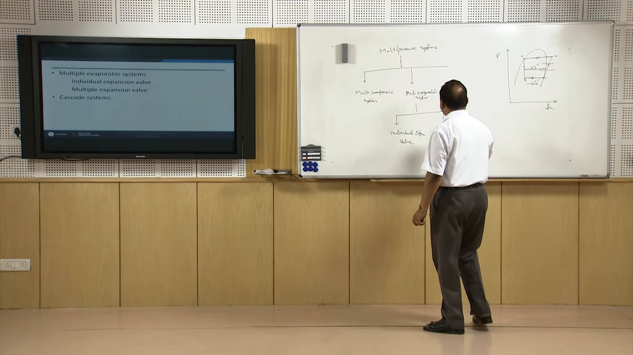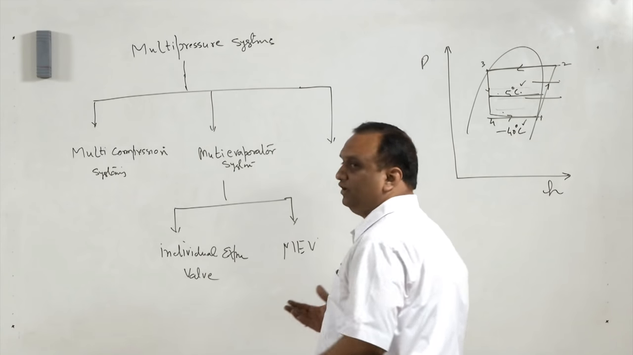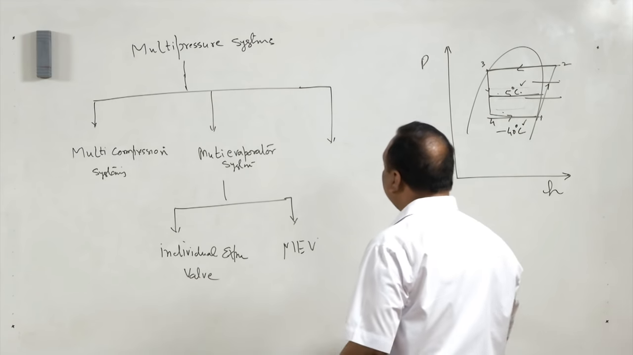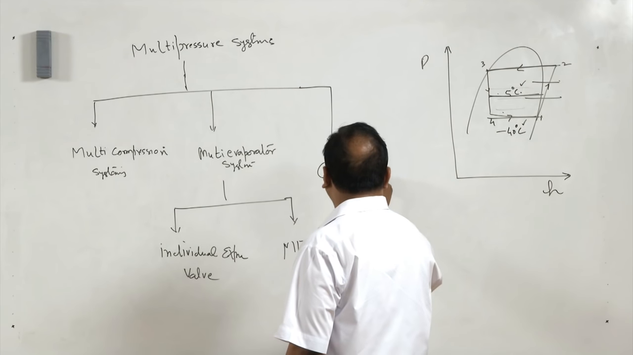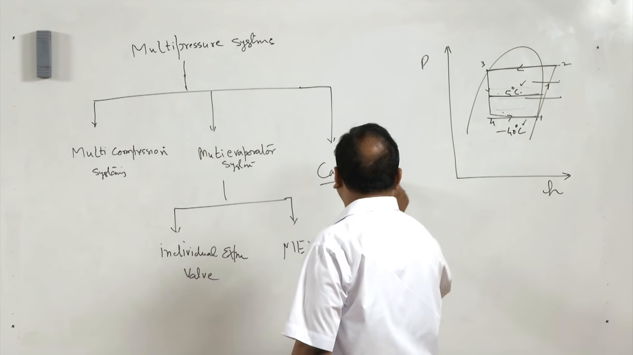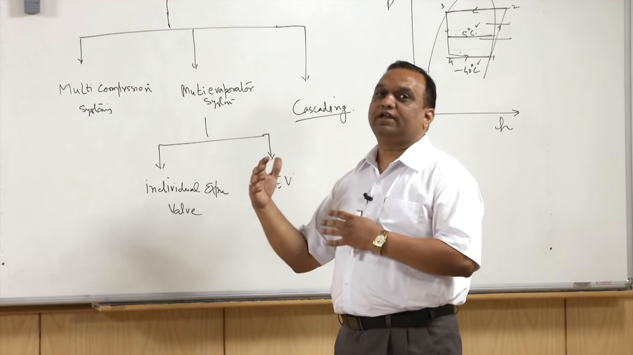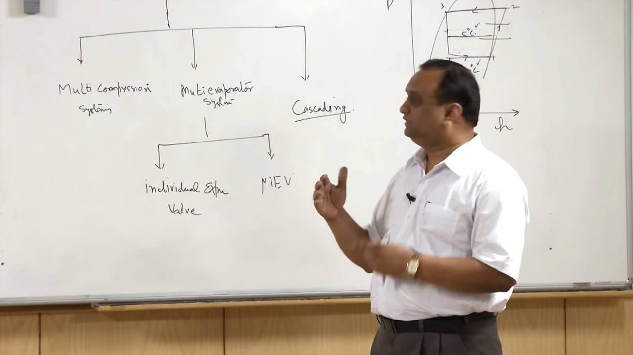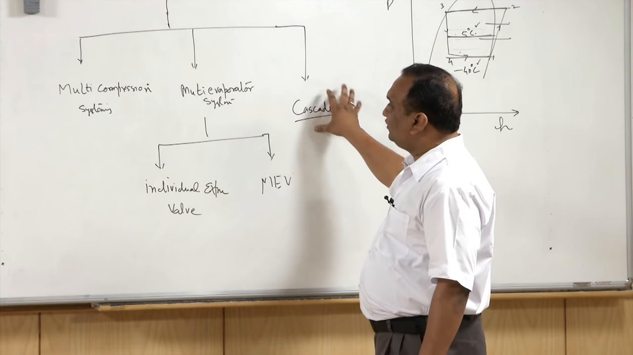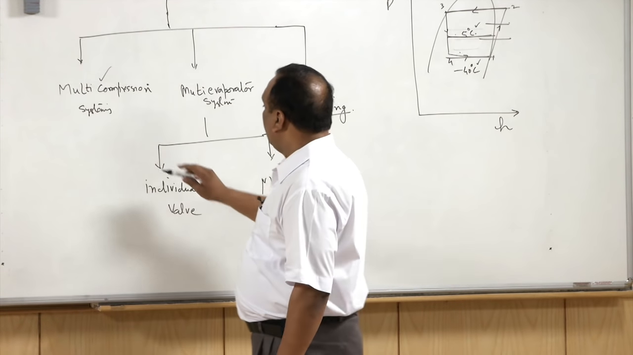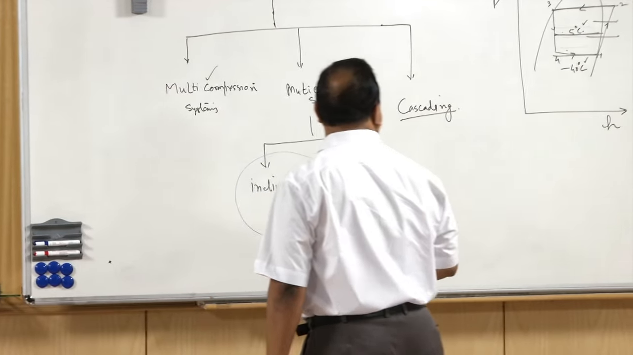And there is a third type of system which has two compressors or more than two compressors, and more than two evaporators also. This type of system is known as a cascade system, or the arrangement is known as cascading. In cascading, there are two or more simple vapor compression cycles, and different refrigerants are used in different cycles. We will discuss this cascading in detail. First of all, we have already covered this, and now we will start with the multi-evaporator system with individual expansion valve.